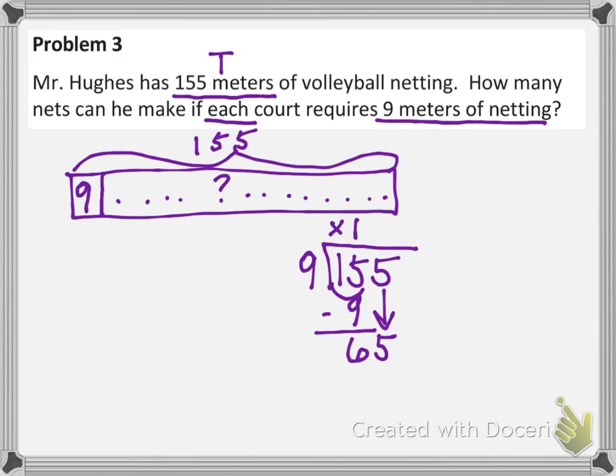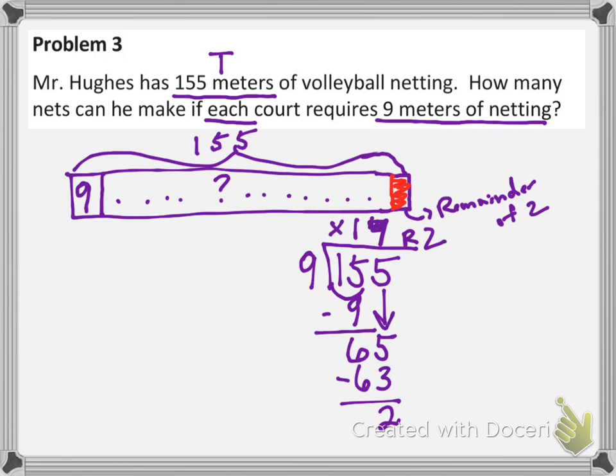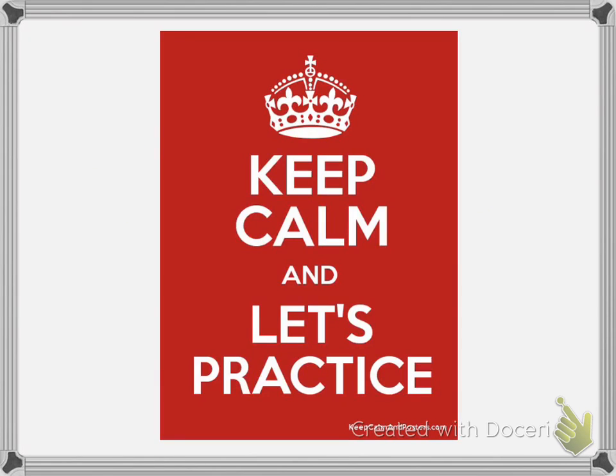So 9 can go into 65, 7 times. 7 times 9 is 63, and we're left with a remainder of 2. So now we actually have to show this remainder back in our tape diagram. And there we go. We've got our remainder in our tape diagram to model this question. So how much is going to require to make 9 meters of the netting? 17 meters. Okay, you guys give it a try.